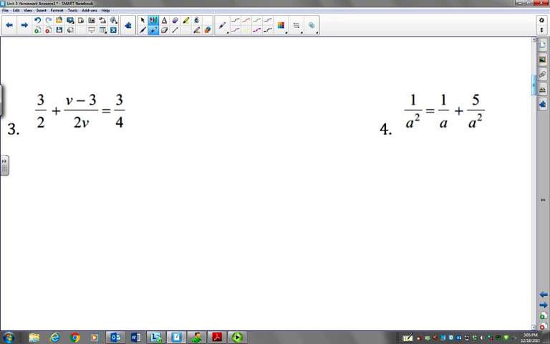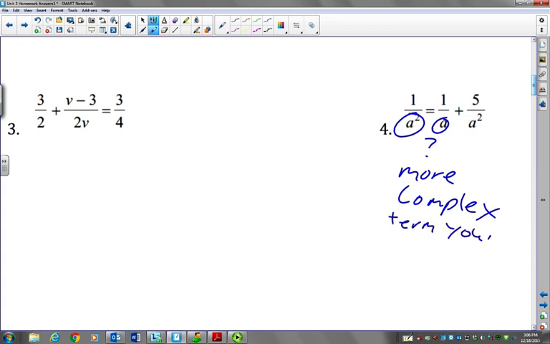Problem number 4: 1 over a squared equals 1 over a plus 5 over a squared. So we want to get a common denominator there. What's more complex to you, a squared or a? Which one is more complex? You want to take the most complex term and make it your common denominator. I guess it's also called the least common denominator.